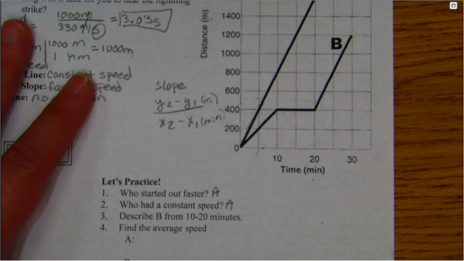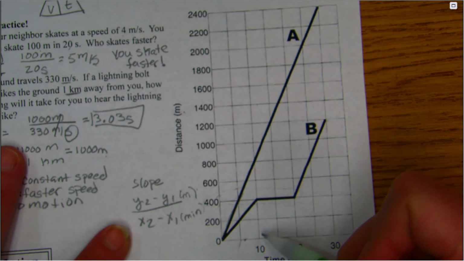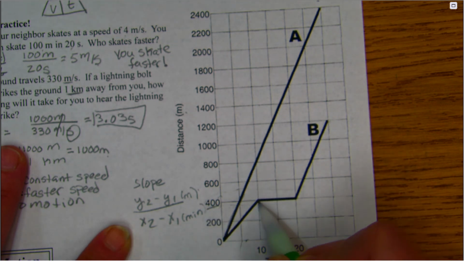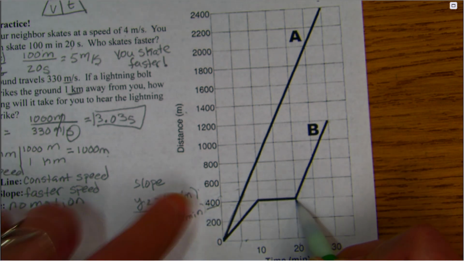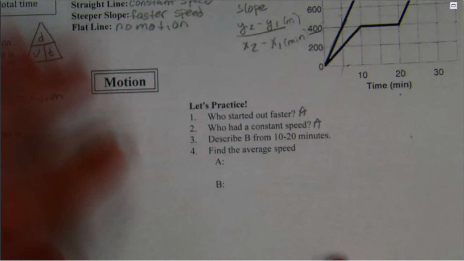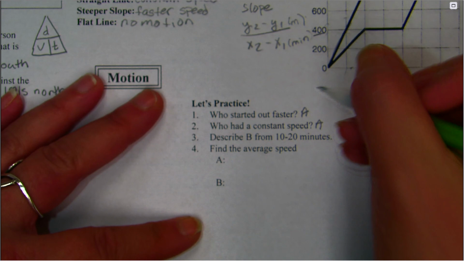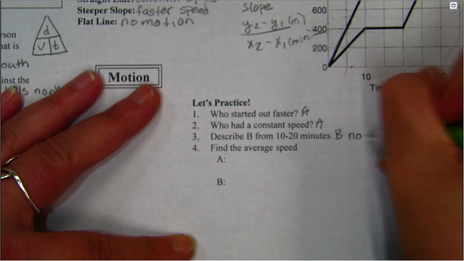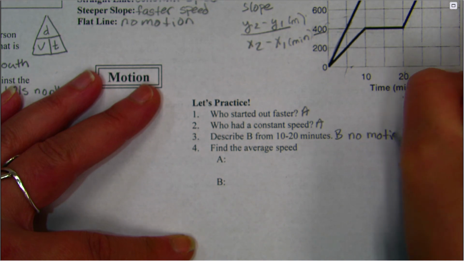Describe B from 10 to 20 minutes. At 10 minutes, their distance was 400. At 20 minutes, their distance was still 400. So that means if the distance did not change, B had no motion. They were not moving.